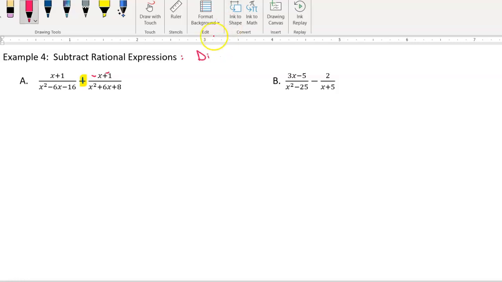Oops, let me rewrite that. Okay, so now it's going to be just like what we were doing before. So we're going to have to do some factoring here. So let's factor this denominator together.